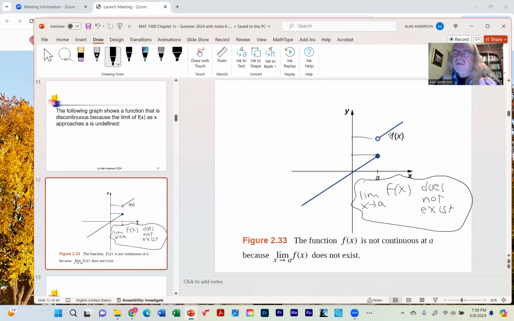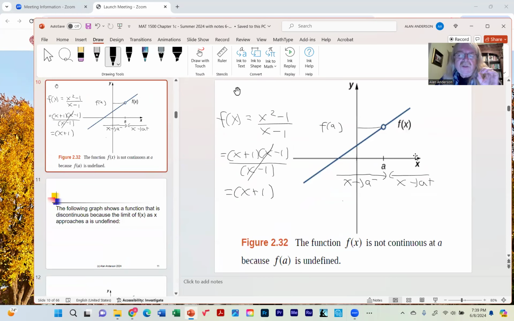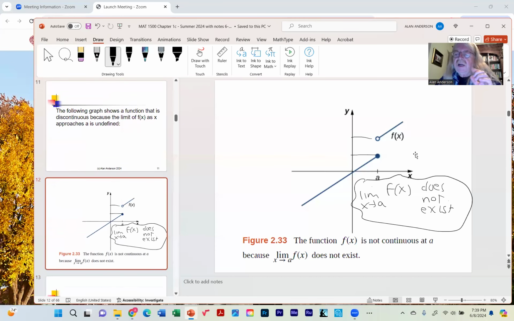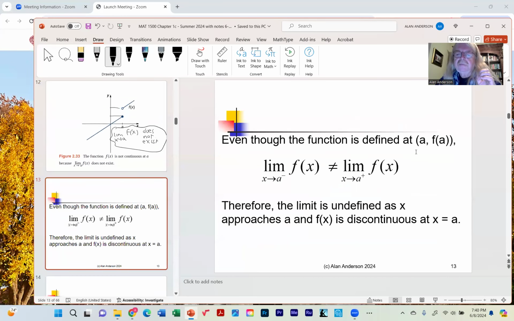Here, we don't even have that. From the left and from the right, we're converging to two different points. And so therefore, not only is this function discontinuous, but it also doesn't have a limit at x equals a. So it is a different kind of discontinuity. The one with a simple hole still has a limit. This one does not. And this is how we formally define it. You notice how as x approaches a from the left, and as it approaches a from the right, we're converging to two different values.